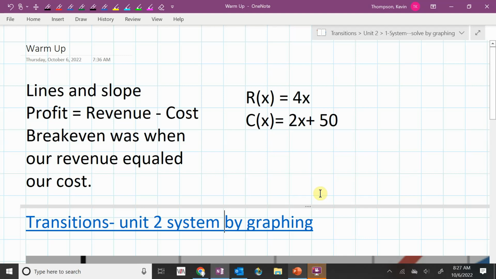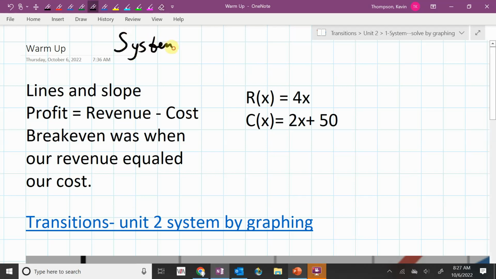We are starting Unit 2, and there's part of this that's going to feel familiar because we've been on the edge of talking about some of this. So we are talking about solving a system of equations today, so that is the main topic. And that should be something that you've heard of before, system of equations.